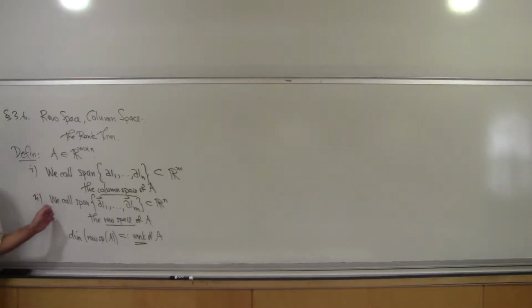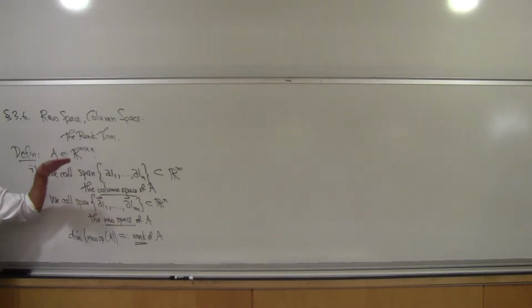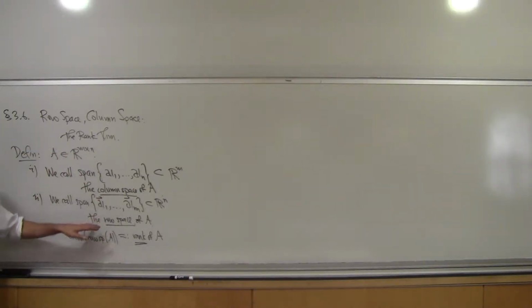Okay, so pretty simple ideas compared to the ideas we've had before, right? You take the columns, you look at their span, that's the column space. You take the rows, take their span, that's the row space. The dimension of the row space is called the rank. Yeah, Mariah. Does column space have a rank? Yeah. We don't care about the dimension of the column space, and you'll see why later on. The reason is that it's the same thing. The dimension of the column space turns out to be the dimension of the row space. Okay, you'll see.